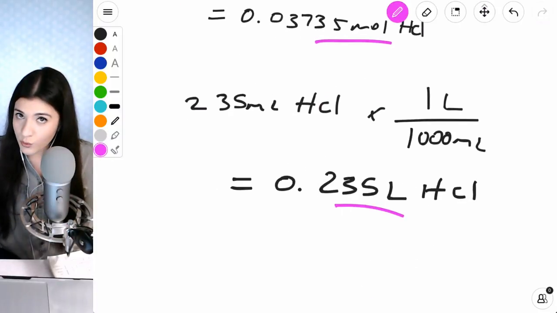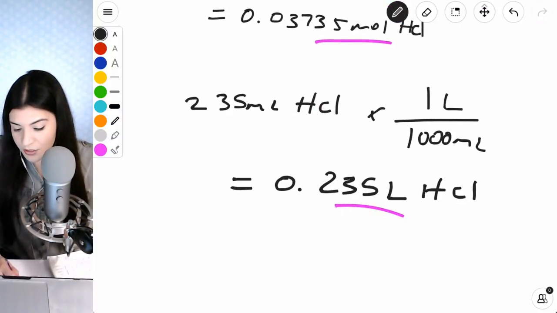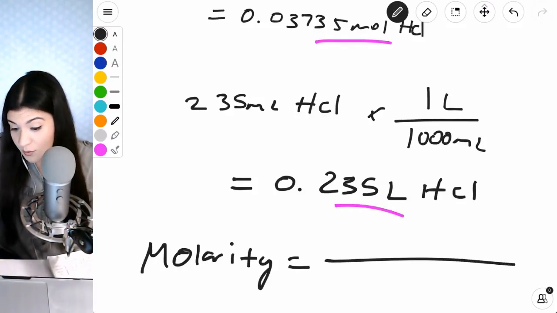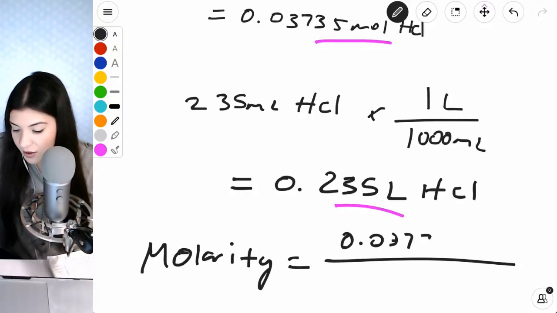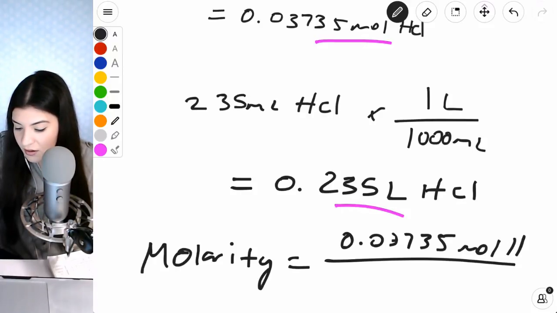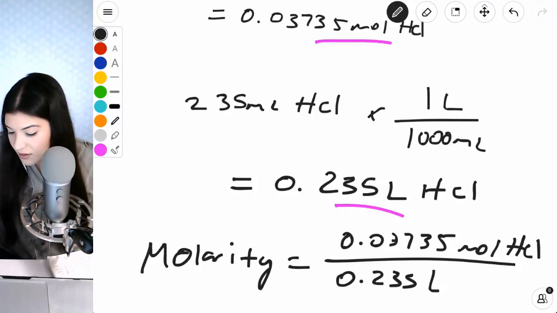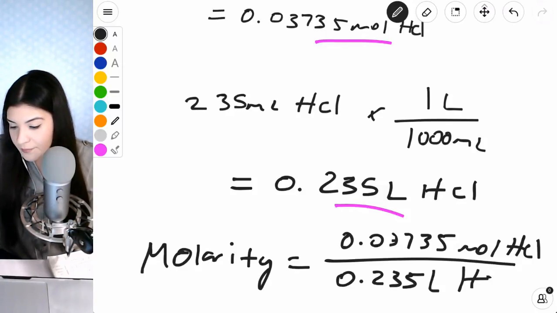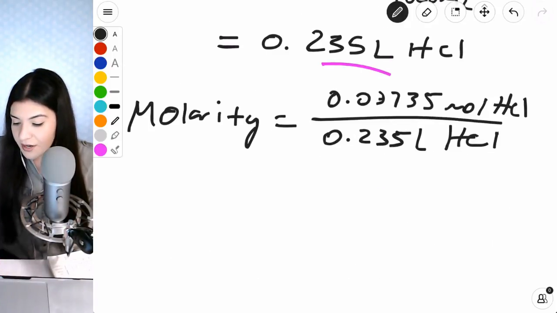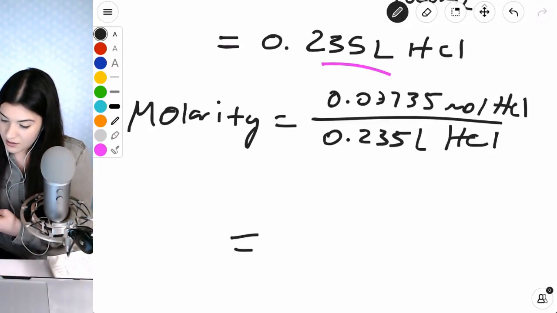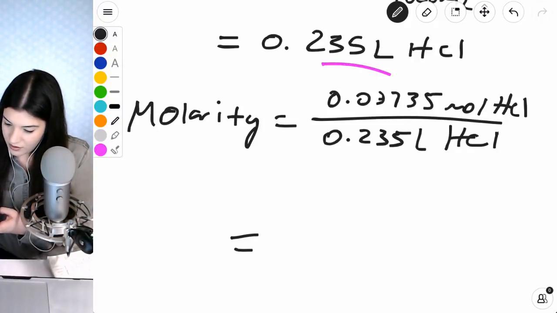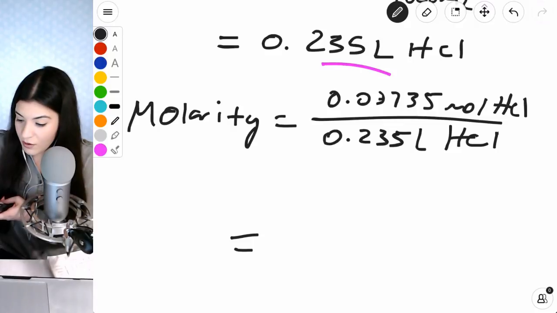To find molarity, you divide moles by liters. So that's exactly what we're going to do here to find our molarity. Divide those two values, and then that would be it. So 0.03735 moles of HCl, and then 0.235 liters of HCl. Okay. And that's going to give us molarity. So let's see what that gives us. 0.03735 divided by all of this gives us 0.